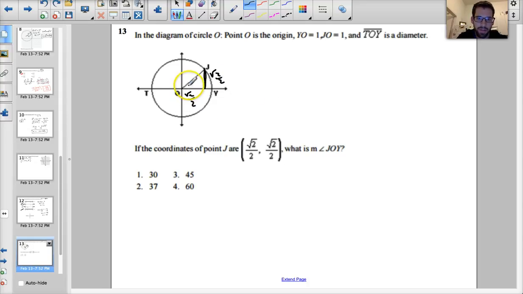So I know that that means that this must be an isosceles right triangle because the two sides are the same. So if this is 90, this has to be 45, and this has to be 45. So I know that this is a 45-degree angle right there.